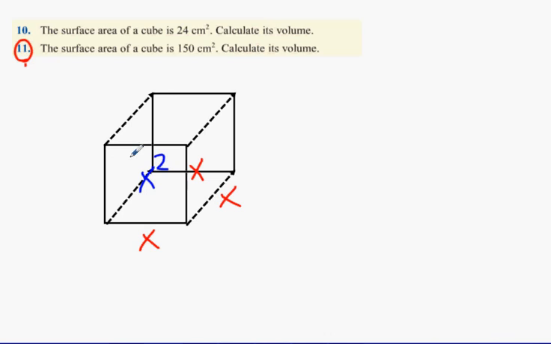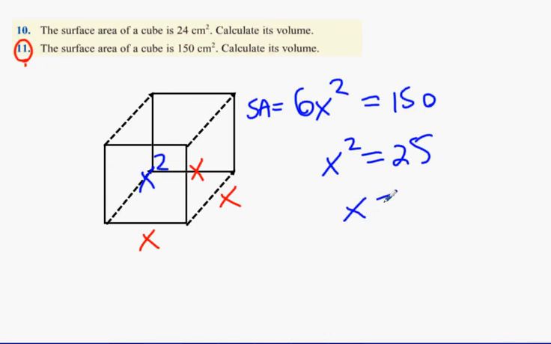How many different sides do we have? 6. So it's 6x squared is the surface area. The surface area also equals 150. Divided by 6 and you get 25, and then you get x equals 5. It is 5 centimeters.